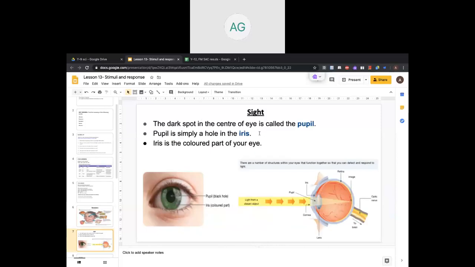Then sight, so a little bit already explained to you. So the dark circle inside your eye, that is known as pupil, and that green or blue or black depending upon the person, so that part of the eye in which the pupil is, that is known as iris. So iris is the colored part of the eye, and the pupil is the dark black spot in the eye.